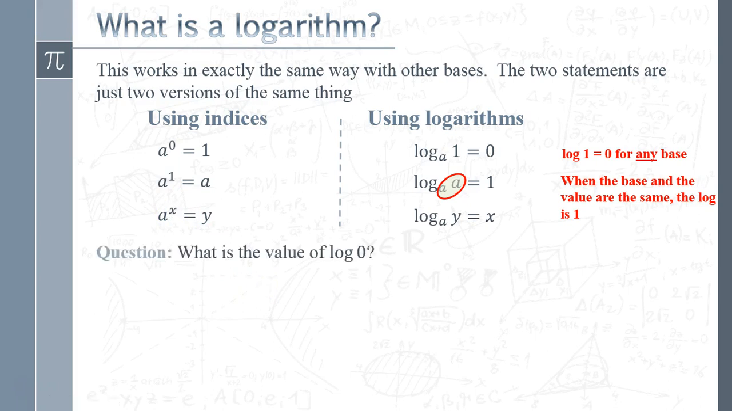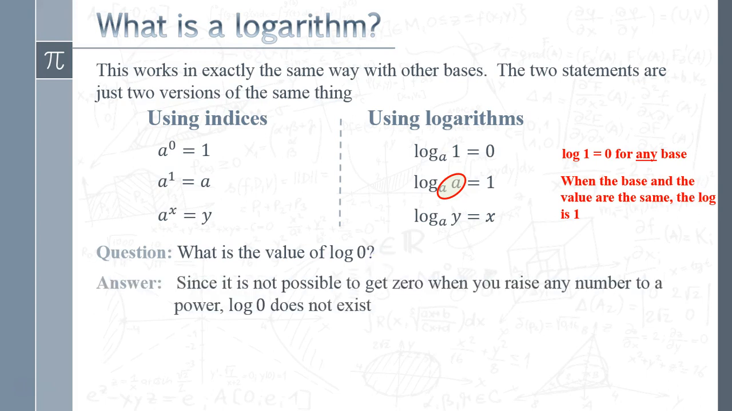Now, just a couple of little bits and pieces to finish off this section. If I have log 0, what is that going to be? You might want to pause and have a little think about that. The answer is that if you take any number at all and raise it to a power, you're never going to get 0 as an answer. So log 0 simply doesn't exist.